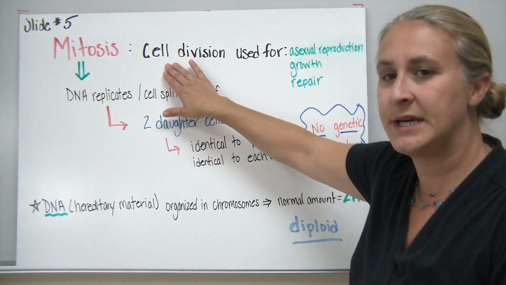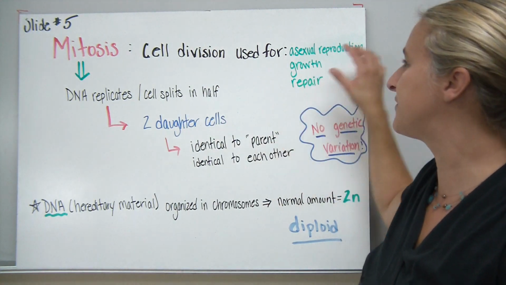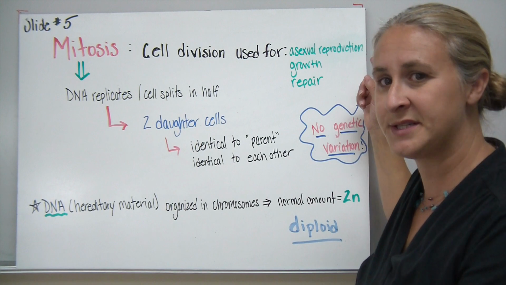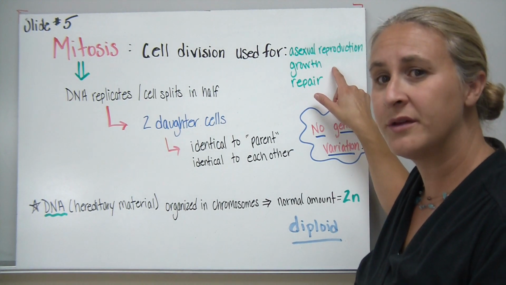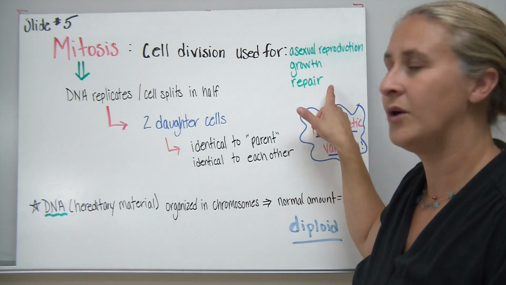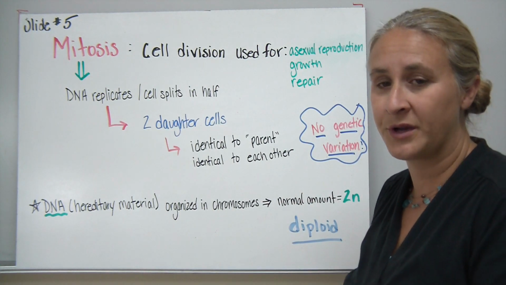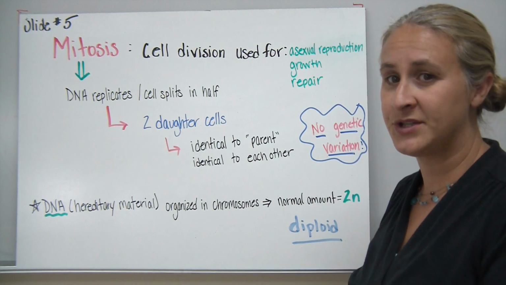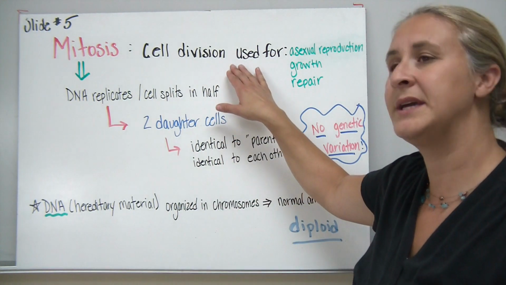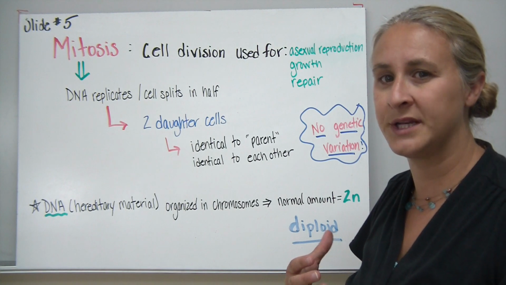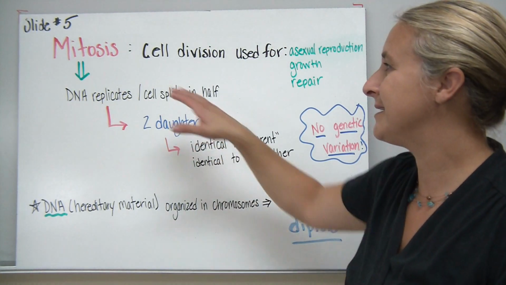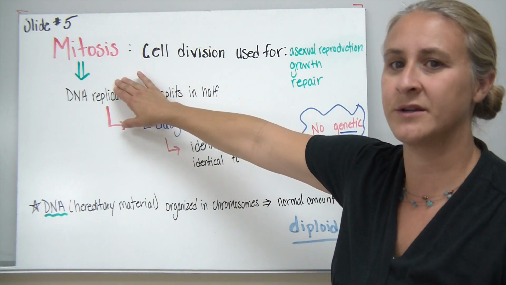So mitosis is a type of cell division used for three main things: asexual reproduction, as we discussed earlier, growth, maybe adding new cells to a multicellular organism, or repair. Multicellular organisms can use mitosis to repair dead cells that need to be replaced. So just because we are a multicellular organism that normally reproduces by sexual reproduction, it doesn't mean that we don't use mitosis in our bodies.